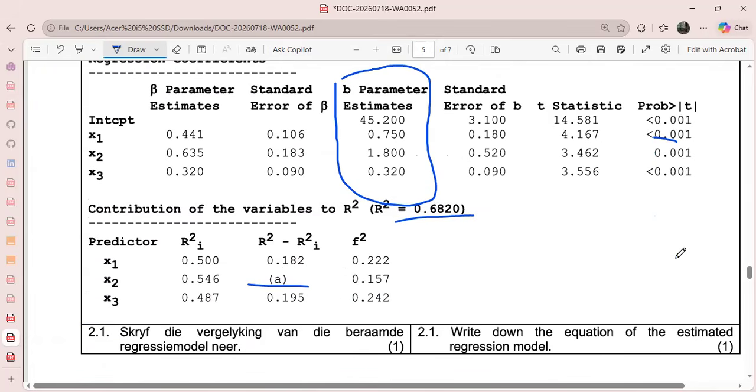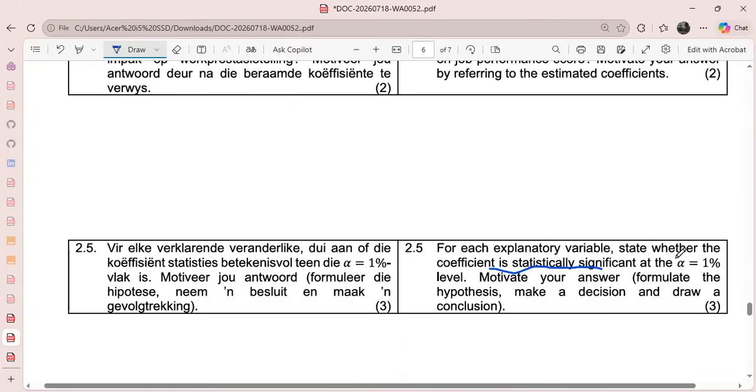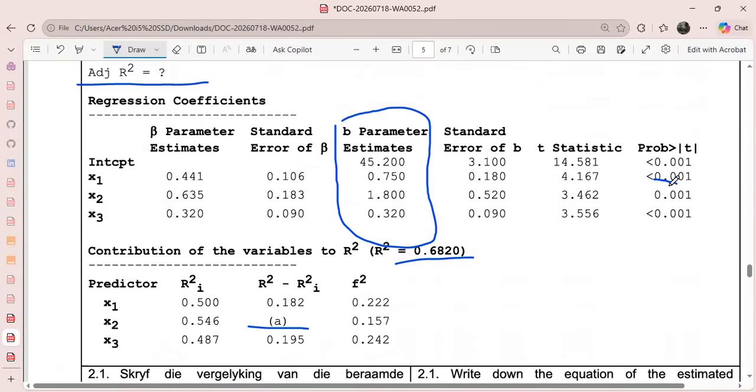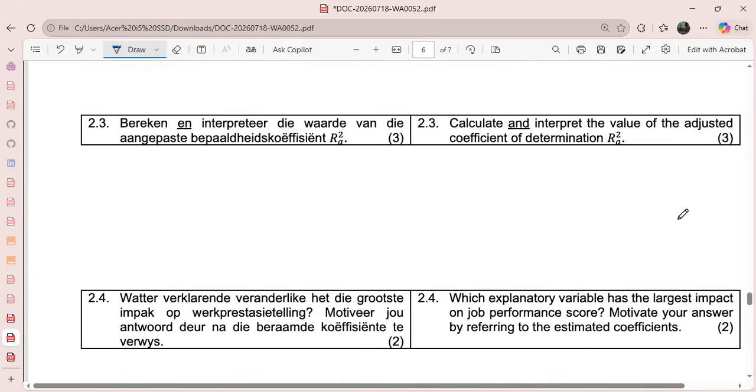You are given the alpha of 1%, which is 0.01. You're going to compare between 0.0001 and 0.01. Then the bigger one will be the 0.01. Therefore, what you do, you reject. Meaning already x1 is going to be statistically significant. Go to this one, same thing. Go to this one, same thing. So all those variables, they are statistically significant.